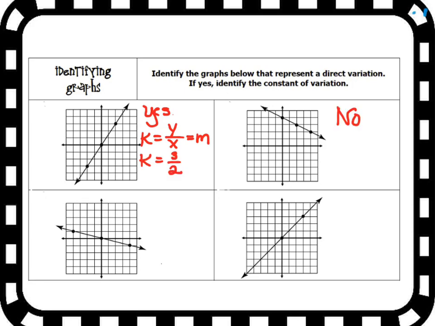The next one is no, disqualified because it doesn't go through the origin. The next one is yes, because it does go through the origin and it is a straight line. The slope of that line is -1/4. And last but not least, that's yes. The slope of that line is 3/3, which is equal to 1.